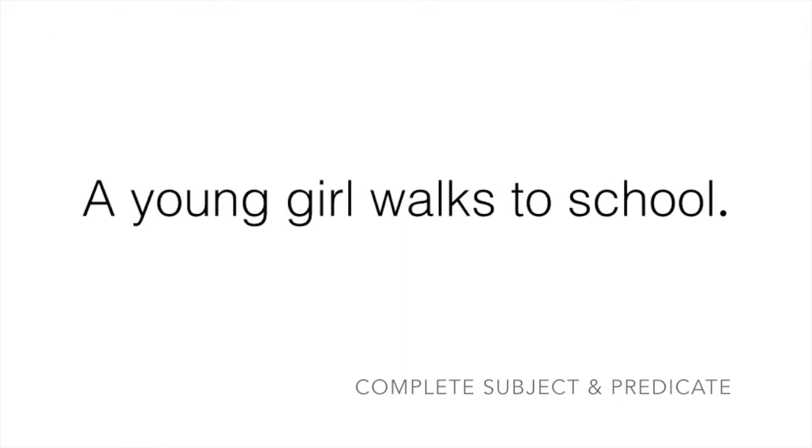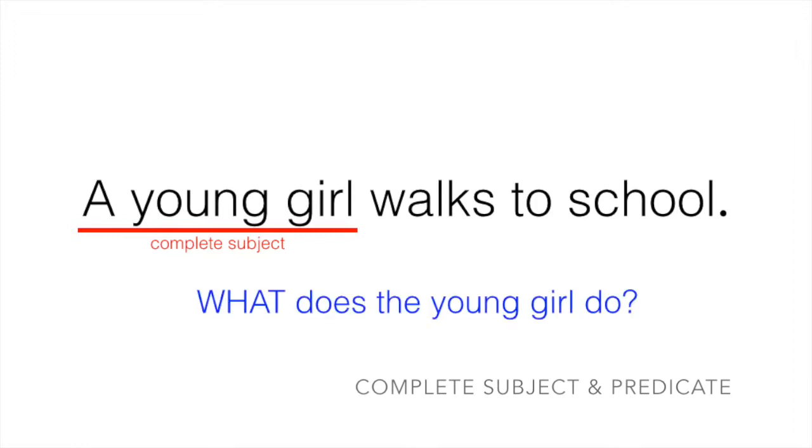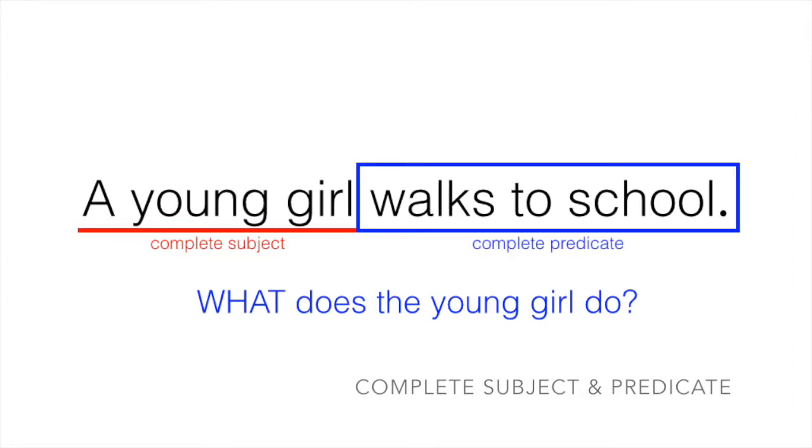In another example, a young girl walks to school. We ask ourselves, who or what walks? Or who or what is the sentence about? Well, it's about a young girl. So the words a, young, and girl would be your complete subject. Now we ask ourselves, what does the young girl do? Well, the young girl walks to school.